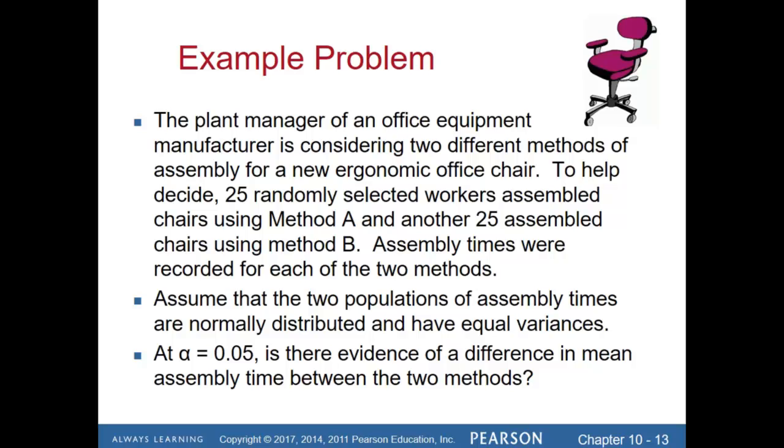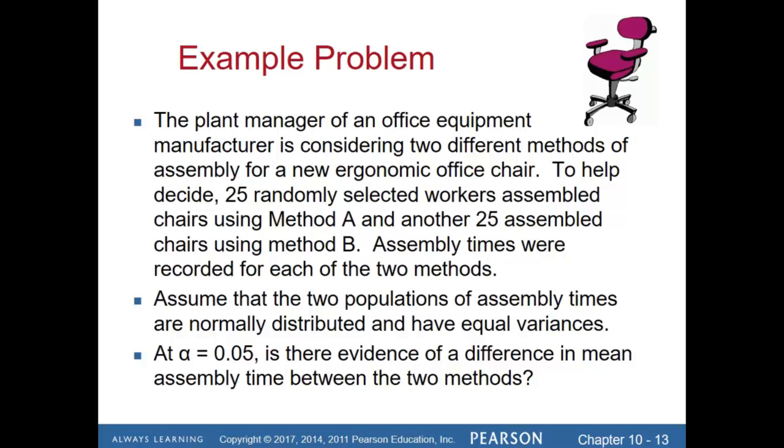So looking at this problem, a plant manager of an office equipment manufacturer is considering two different methods of assembly for a new ergonomic office chair. In order to help decide, he, or she, wants to do a little experiment. And so the manager randomly selects 25 workers and has them assemble the chairs using method A, whatever method A happens to be, and then randomly selects another 25 workers and has them assemble chairs using method B.